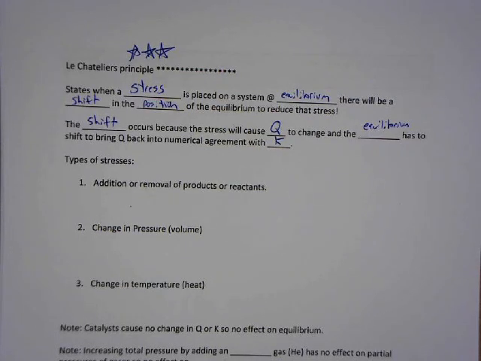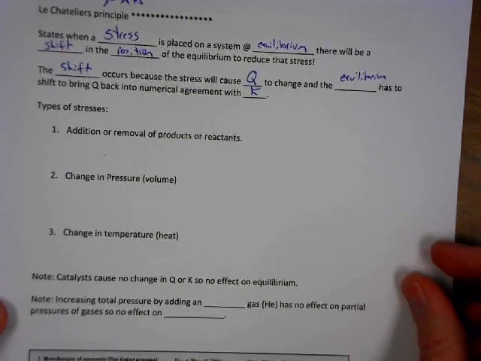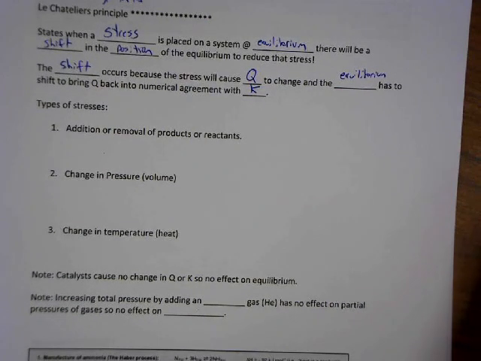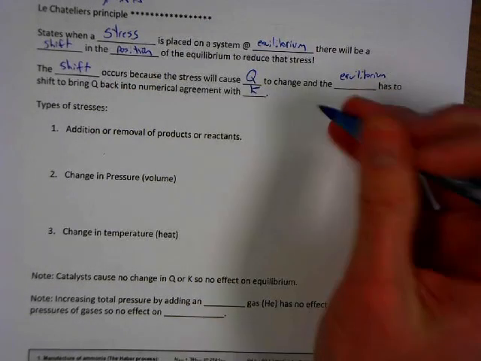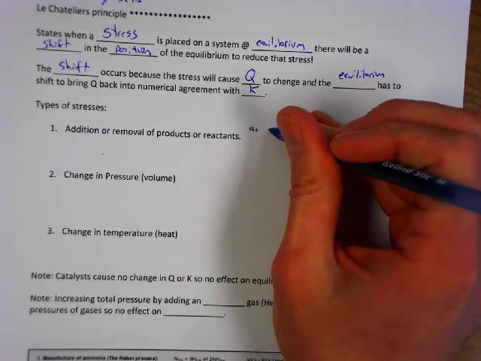It's going to cause Q to change, and the equilibrium has to shift to bring Q back into numerical agreement with what? K. There you go. So, here are the types of shifts.